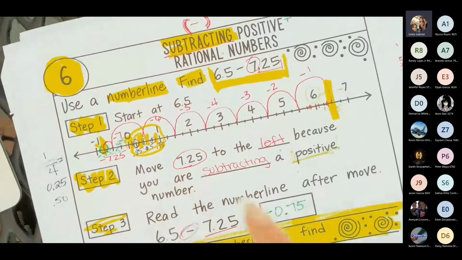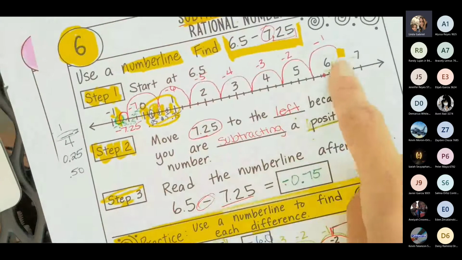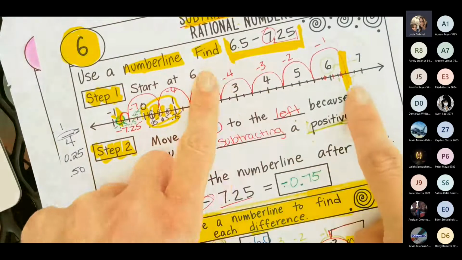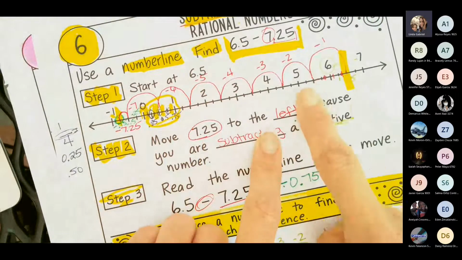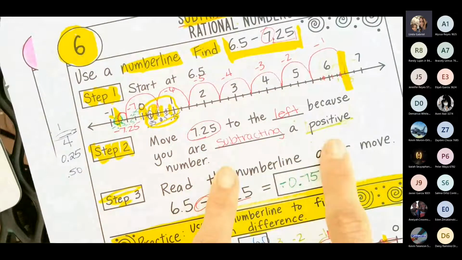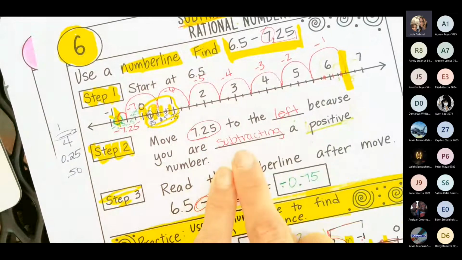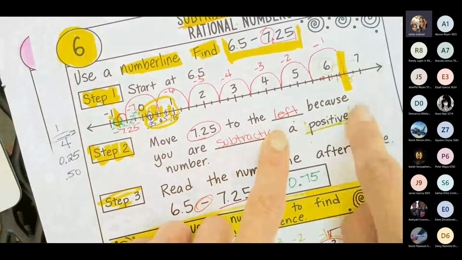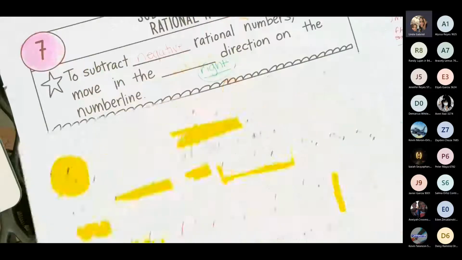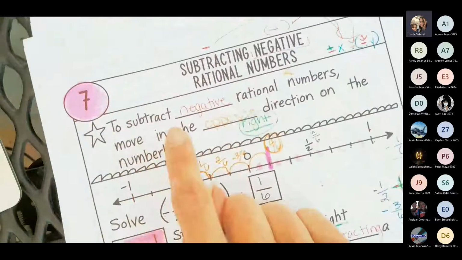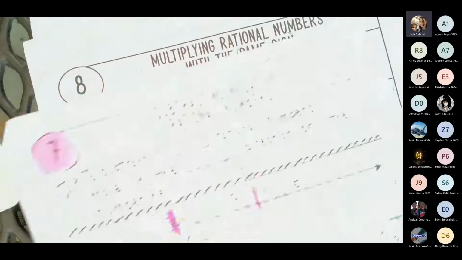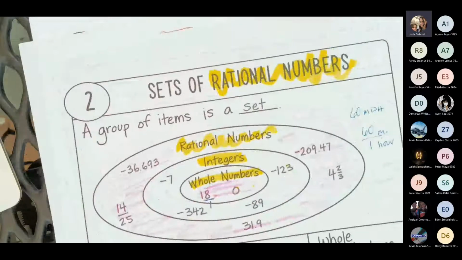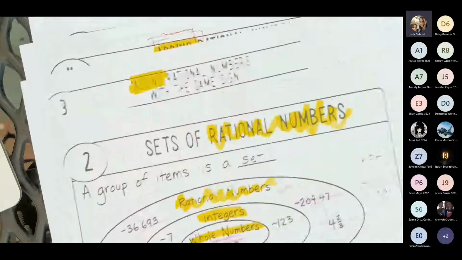We just followed the steps from step 1 where we started at the first number in our equation on the number line, and then we moved to the left because we were subtracting a positive number. When we add a positive number on the number line, we move to the right. We're doing the opposite, right? We were subtracting. So today we're going to talk about subtracting negative rational numbers. We're doing the opposite of what we were doing with our order of operations when it came to adding.